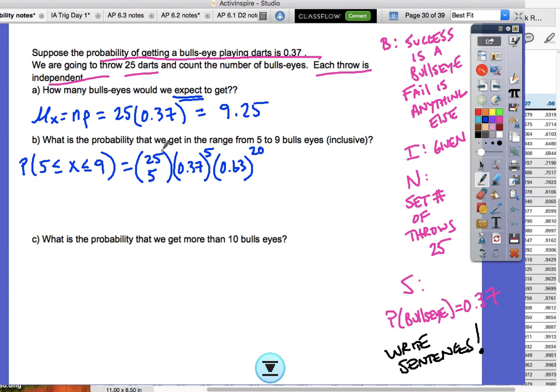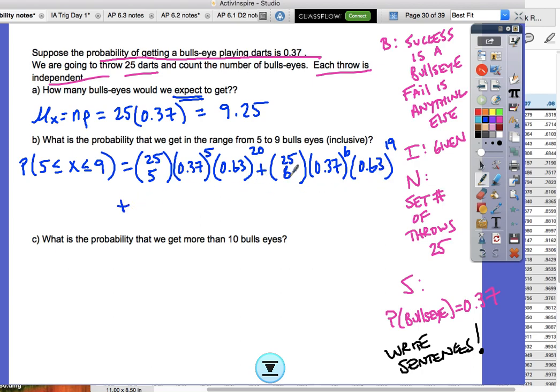So this is the number of ways I can get 5 successes in 25 throws. This is the probability of getting a bullseye 5 times, to the 5th power, and this is failing the other 20 times. Now, I have a range of values, so I also have to account for the fact that I could get 6 successes. 5 is the lowest. The next would be 6 successes, and I repeat this process of raising that to the 6th power, and then my failures would be to the 25 minus 6, which is 19. And I would keep going.